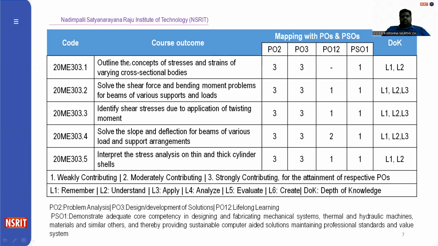So the first statement of the outcome is to outline the concepts of stresses and strains of various cross-sectional bodies. As we are dealing with the problems of solving stresses and strains, I mapped with PO2, and you will be able to develop the solutions and designing. So it will be 3. And PSO1 is program specific outcomes. This is a statement, and the degree of knowledge will be in remembering and understanding. So L1, L2, L3 are nothing but RBT, revised Bloom's taxonomy levels. So this is the mapping of COs and POs.